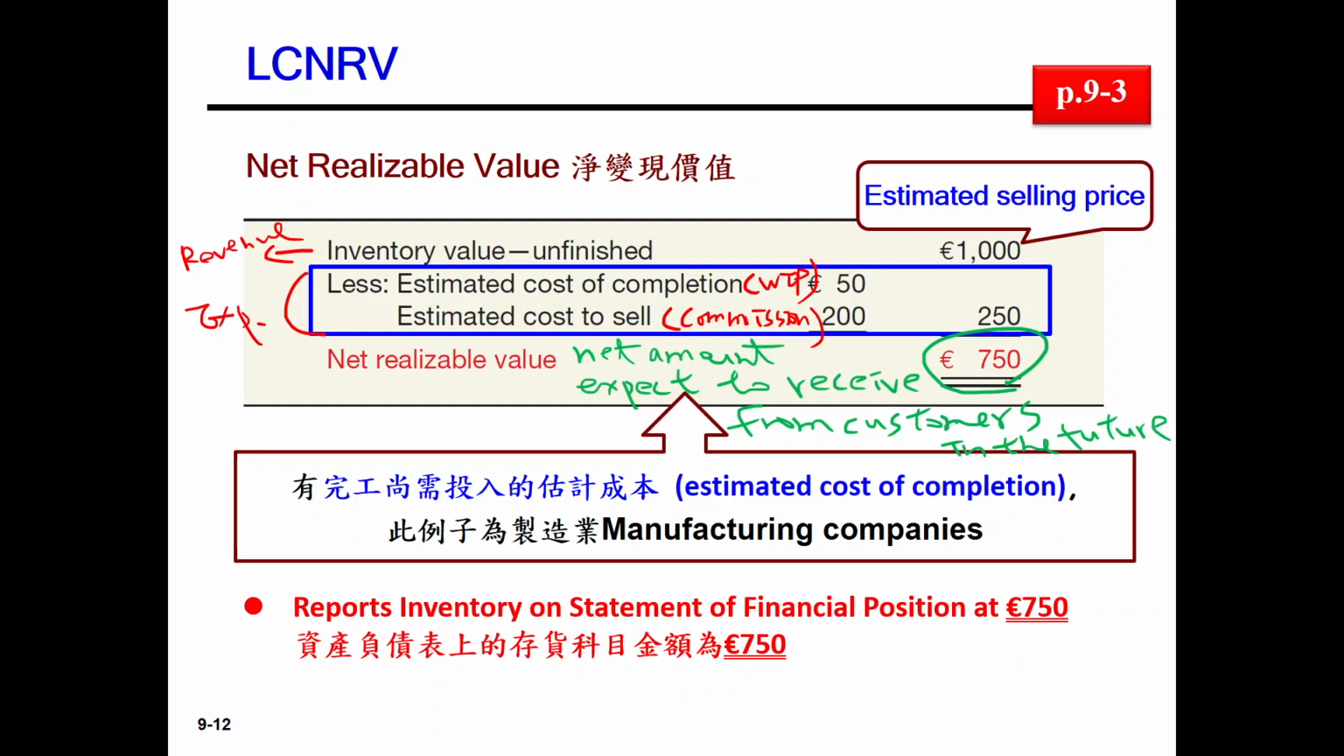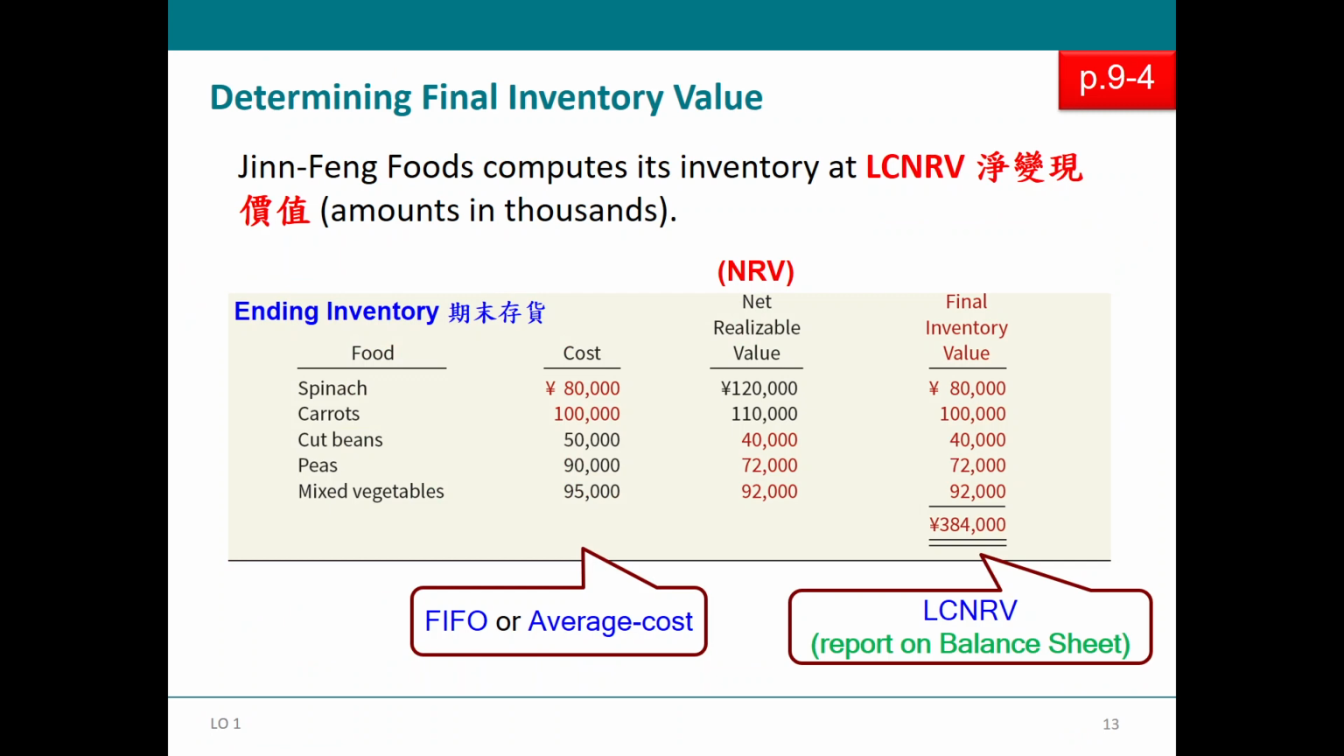So $750 is what? My LCNRV. So this is your LCNRV. Based on the cost and NRV, we choose the lower one, right? Okay. So you should understand, for your inventory, the number we report on the balance sheet is LCNRV. Any questions? So how to get LCNRV?